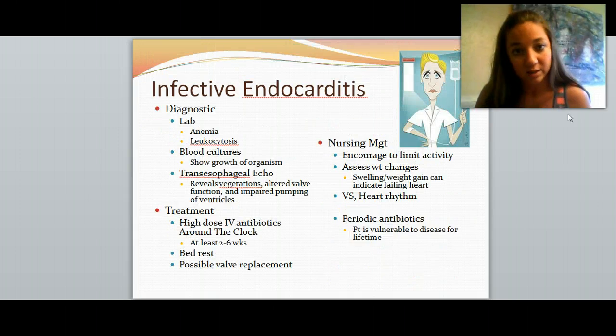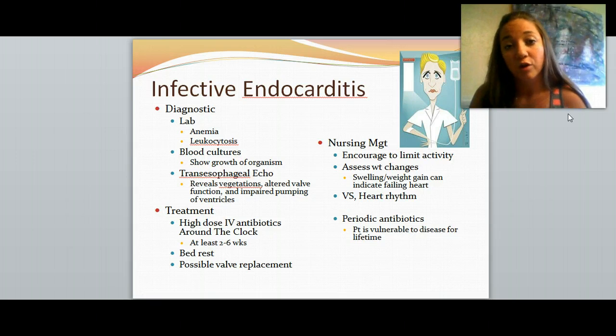So how to investigate more? We've got to run the diagnostic tests, right? So with our labs, we're looking for anemia. Anemia is just a decreased number of red blood cells within the patient's body.